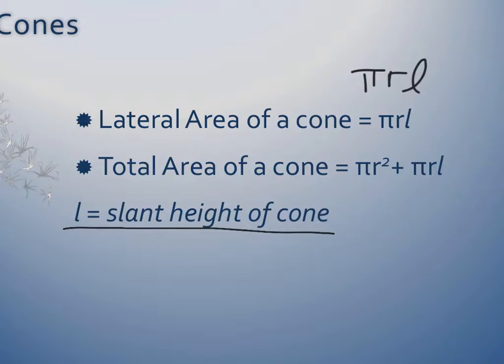A cone is like a pyramid, but the difference is the base is a circle. And when we did the other ones, it's 1/2 the perimeter times the slant height. So this pi r is 1/2 the perimeter. And then the total area of the cone is the circle base, and then this is the lateral area once you unfold it.